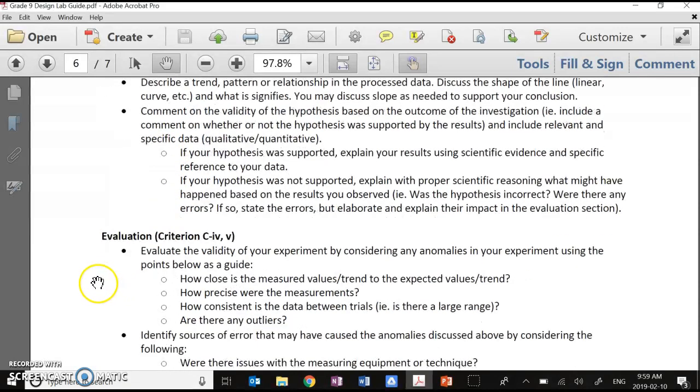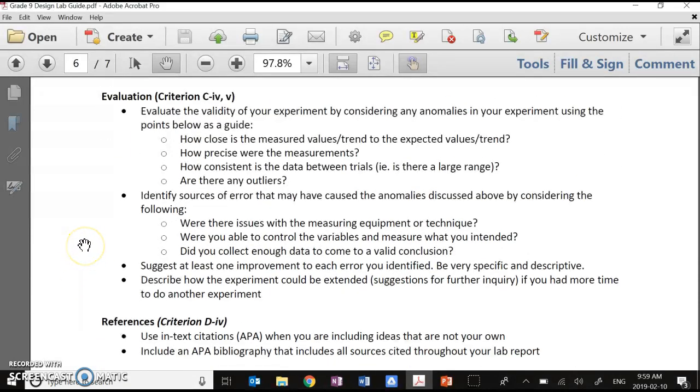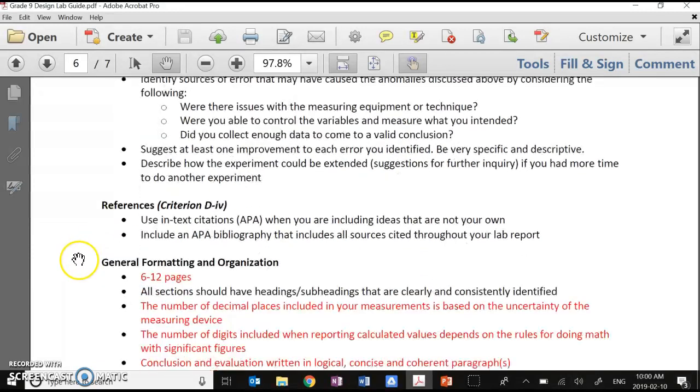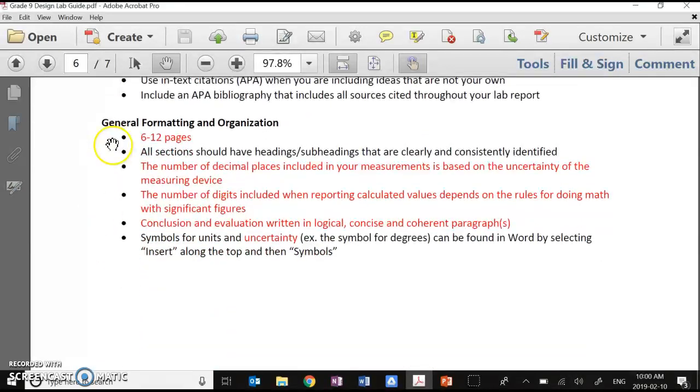We don't need to look at evaluation. We're not going to include it in this report because we were working with a simulation. You really cannot comment on precision of the measurements, consistency between trials, and potential sources of experimental error. So we're going to skip that part. Remembering to include references, and then here's some general formatting and organization tips all the way through, and a bit of an idea about how long a full lab report might be.